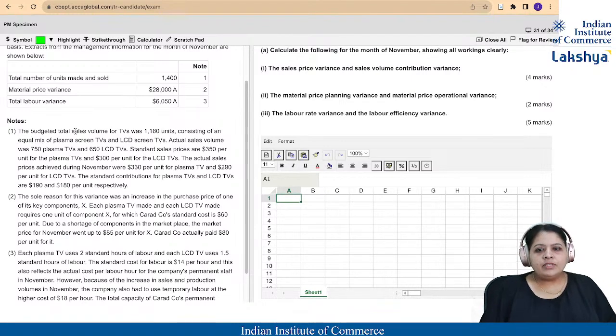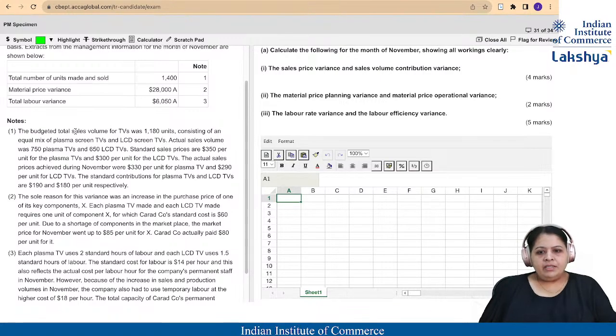So we have got all the values that are required for finding out the sales and the standard price or contribution. The second is the price variance, which is 28,000 adverse. A sole reason for this adverse was an increase in the purchase price of one of the key components X. Each plasma TV made and each LCD TV made requires 1 unit of component X, for which Carrot's standard cost is $60 per unit. But due to the shortage in the marketplace, the market price for November went up to $85 per unit. Carrot Company actually paid $80 per unit for it.